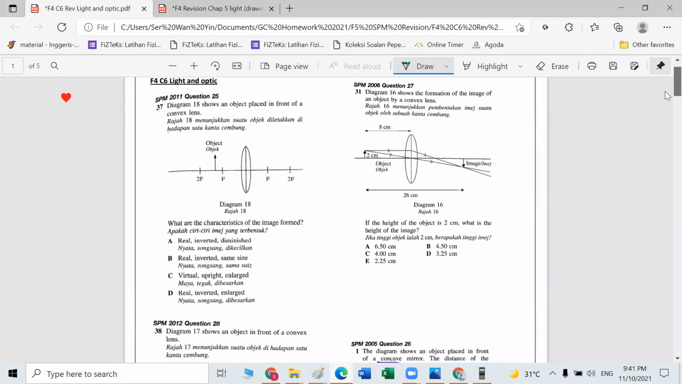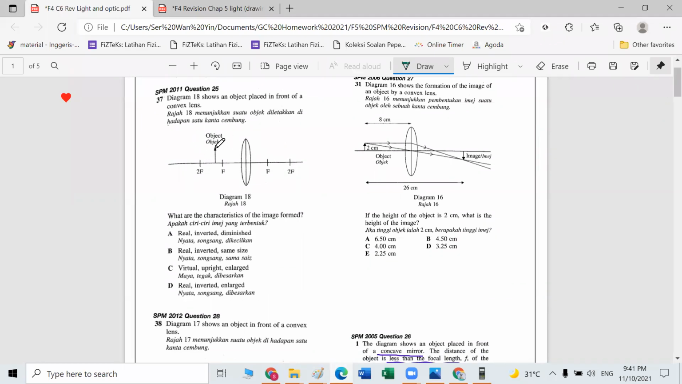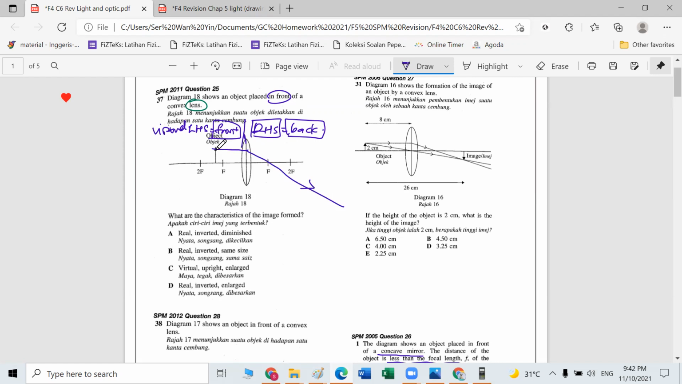Now, so this one you all can draw already. F and 2F to F and 2F. Since this is a lens, it means the light will pass through it. So this is front. Left hand side is front. Right hand side is back. So the image is supposed to form behind, at the back. But if the image forms in front, then it would be virtual. So K, F, C.